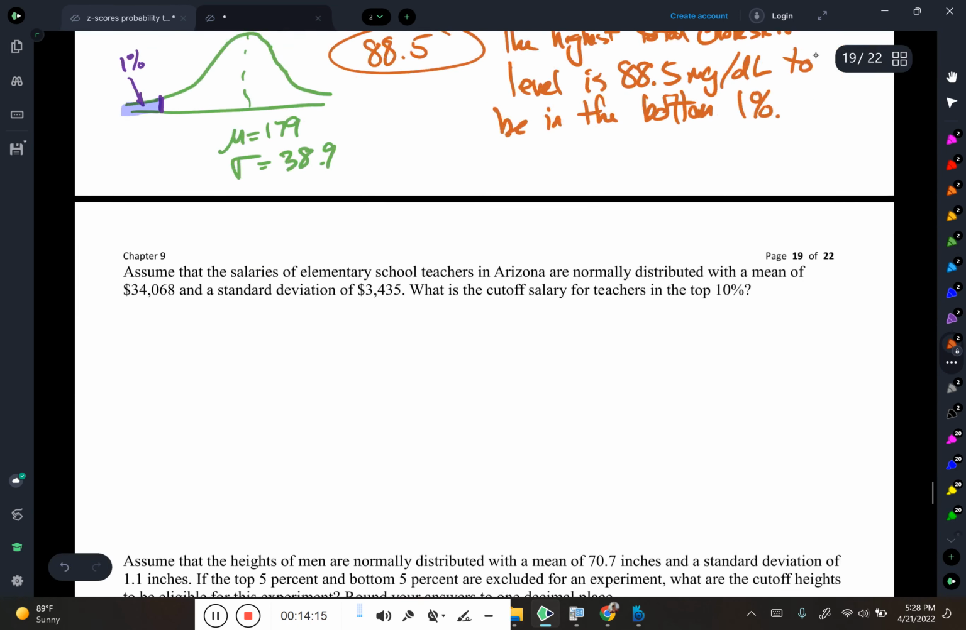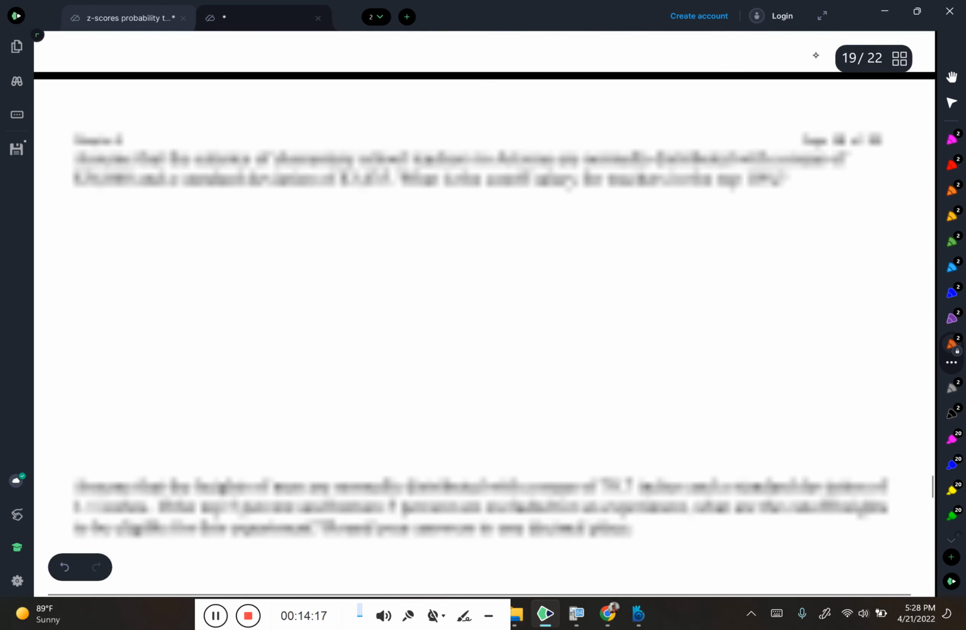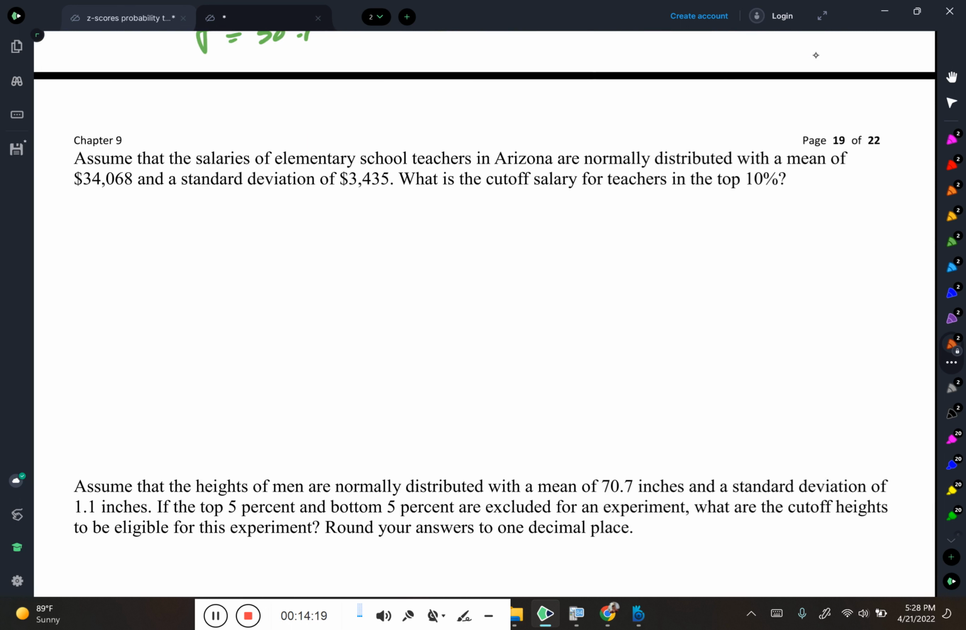Okay. All right, assume the salaries of elementary school teachers in Arizona are normally distributed with a mean of 34,068 and a standard deviation of 3,435. What is the cutoff salary for teachers in the top 10%? Well, let's see. I was told they're normally distributed. I'm told that they have a mean. I'm told we have a standard deviation.